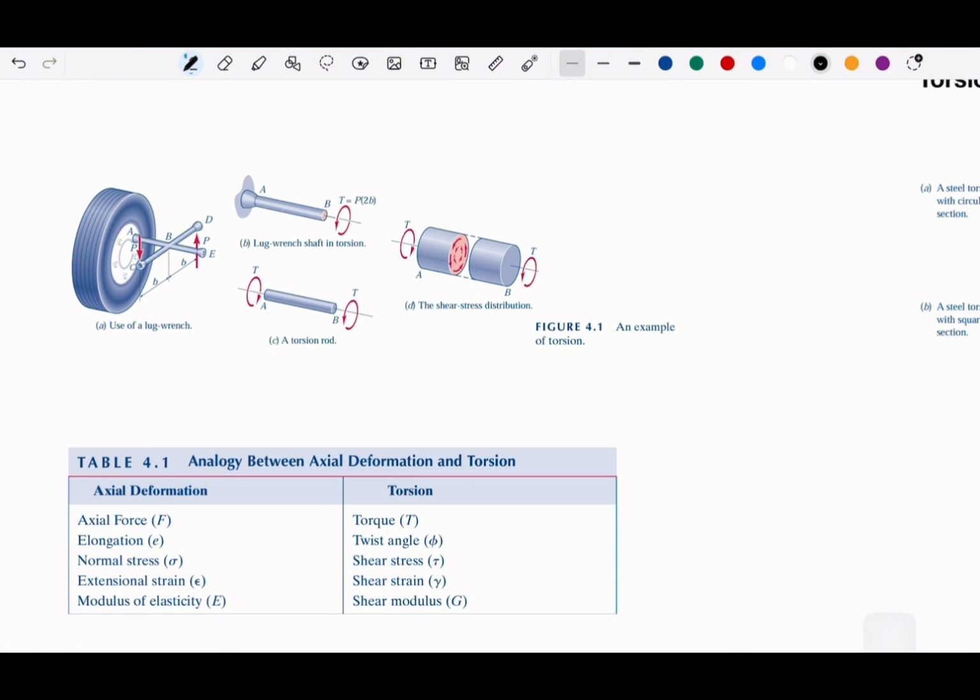You have the normal stress in the axial deformation. In torsion, you have the shear stress, because of the torque. And you have extensional strain, you have the shear strain, you have Young's modulus of elasticity, or in torsion, you have a shear modulus. So this is some analogy between these two that could help you, because their formulations are basically similar. But the way we visualize is a little different, and if you are not careful, torsion can be really confusing because it's not elongated.